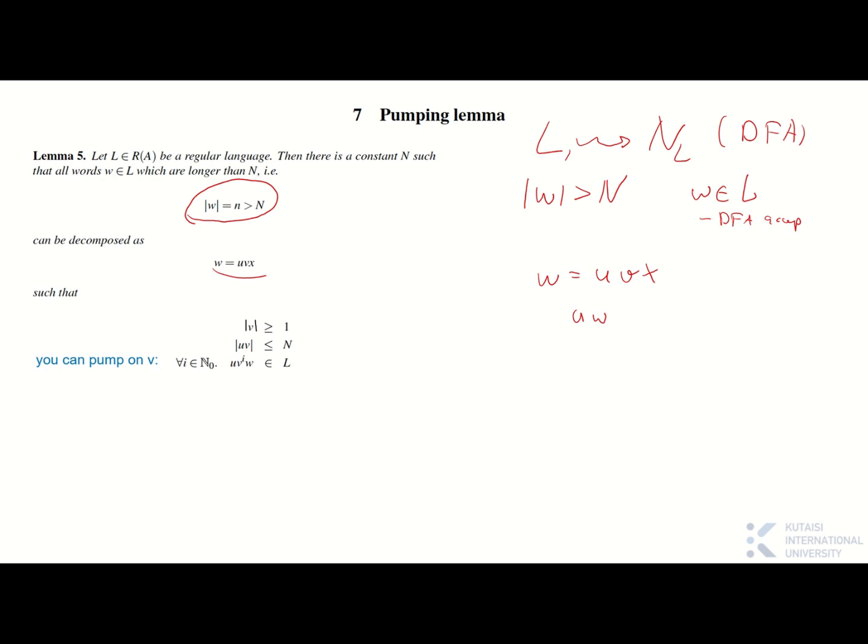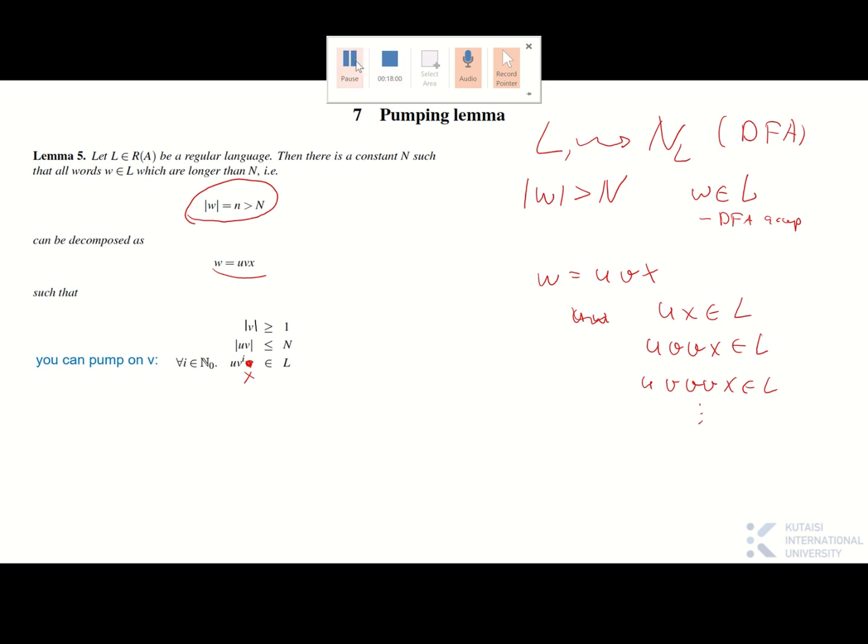UW, well, this W is unfortunate, it's supposed to be X here. So UX is also accepted by my DFA, but UVVX is also accepted by my DFA, UVVVX is also accepted, and so on. So if you produce one string that is longer than n, I can produce infinite strings this way. Who doesn't understand what the pumping lemma says before we even begin to prove this?